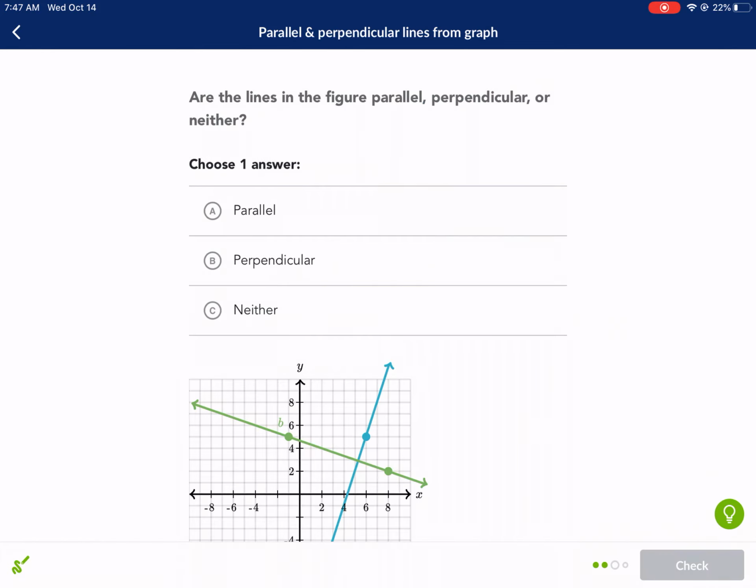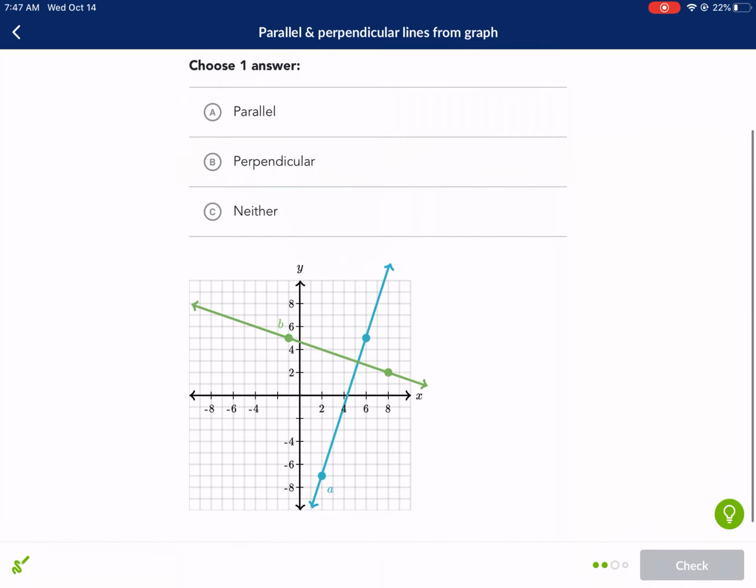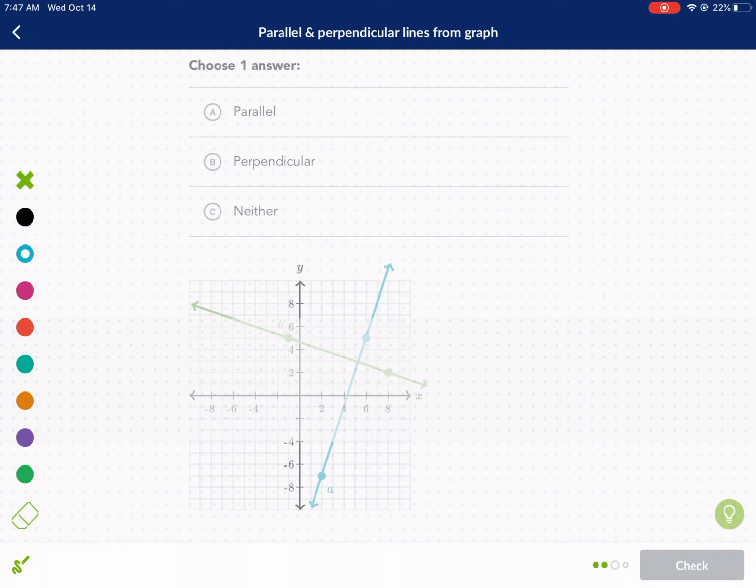Next question. Are the lines of the figure parallel, perpendicular, or neither? They look perpendicular, but we can determine this by using the counting method. I'm going to start on the blue line. I go up 1, 2, 3, 4, 5, 6, 7, 8, 9, 10, 11, 12. So I have a rise of 12 for the blue line and a run of 1, 2, 3, 4. So that is a slope of 3.